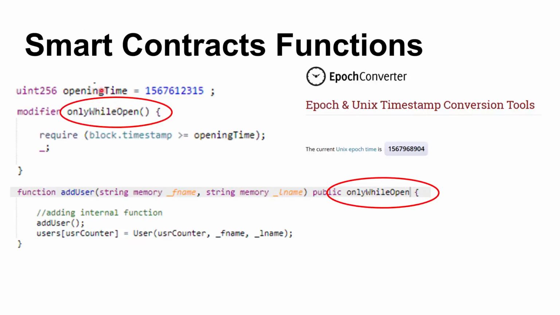So we can see here that maybe opening time for an initial coin offering is whatever this date is, and it will only start when we have only while open. We can see here only while open. So we can see here the epoch. So we obviously have to reach this time before this function can run.